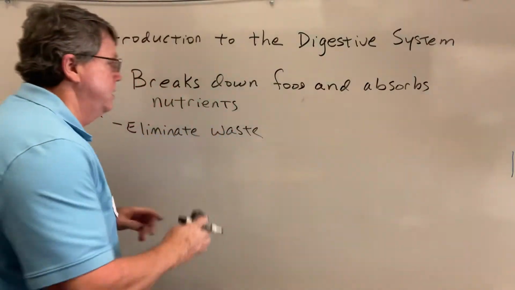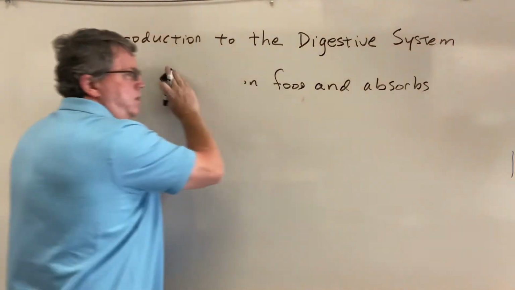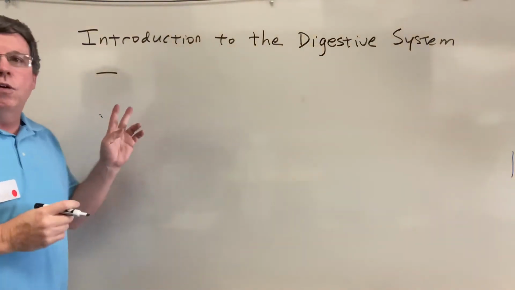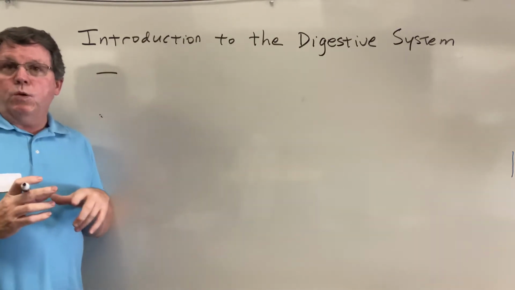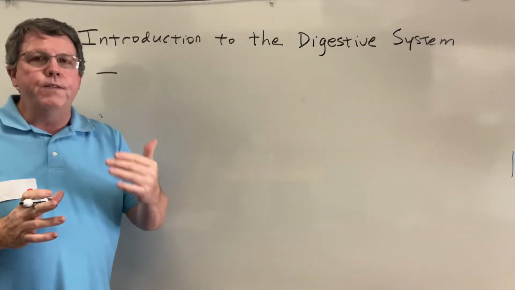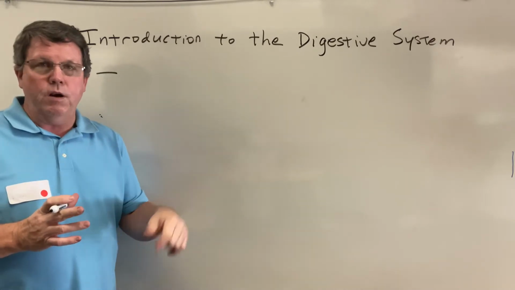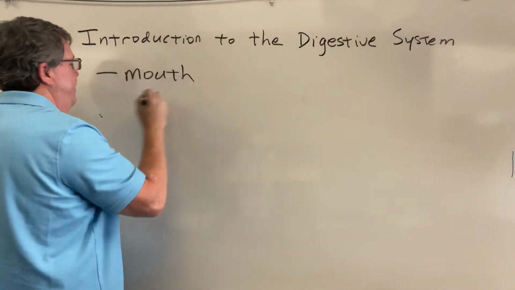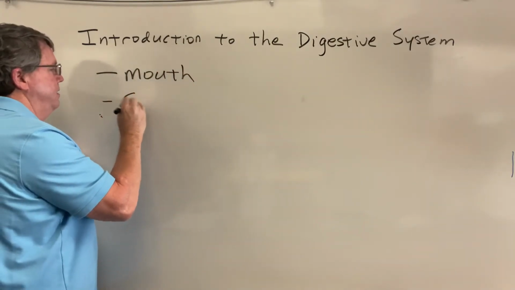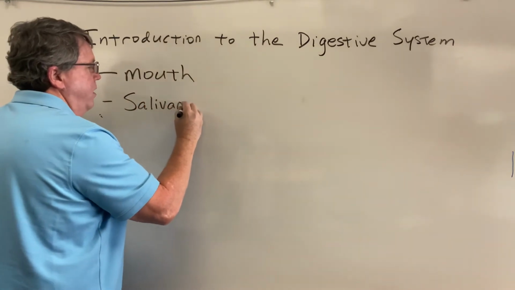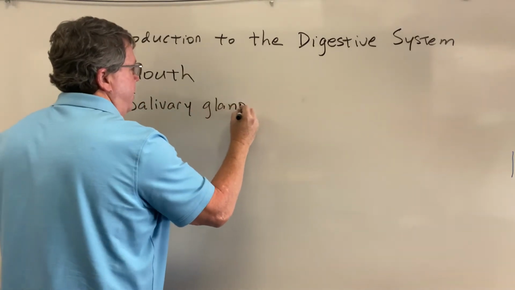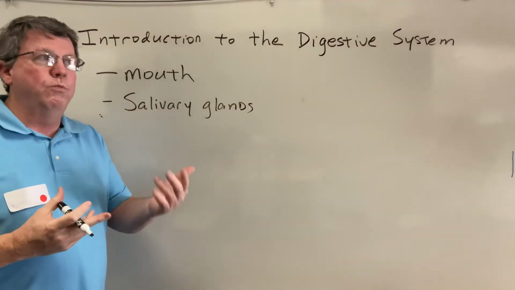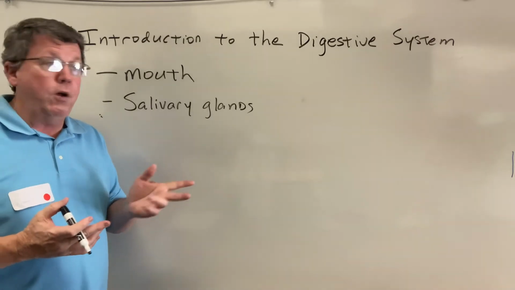So what are the parts of the digestive system? The digestive system actually starts in the mouth, and if you remember, when we did the respiratory system, we said the mouth is not actually part of the respiratory system because it's part of the digestive system. So let's start with the mouth. Then after the mouth, you have salivary glands, which produce saliva. Saliva basically kills germs in the mouth, and it also is responsible for breaking down carbohydrates.